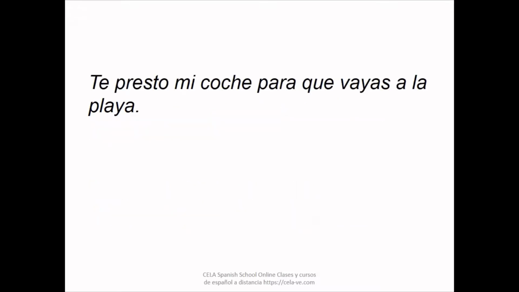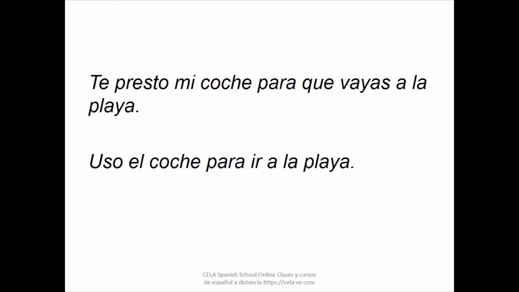In sentences with para qué, we use the subjunctive for the action we expect from someone else. Yo te presto mi coche para que tú vayas a la playa. If I refer to only one grammatical subject, the sentence will be like this. Uso el coche para ir a la playa.